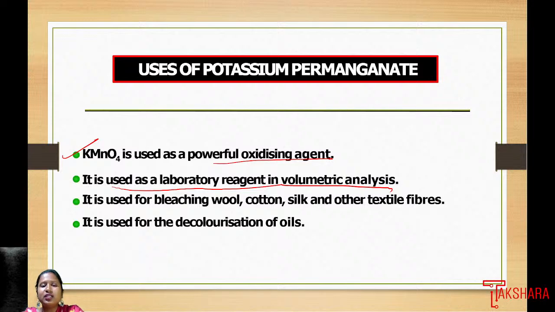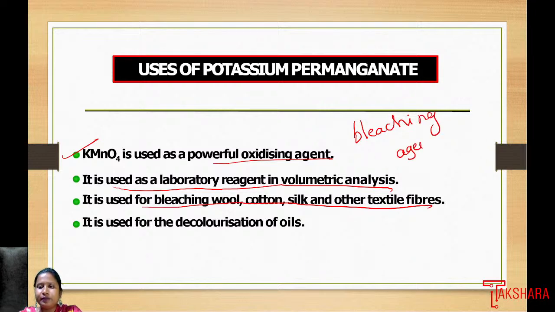And the third use is that it is used for bleaching wool, cotton, silk and other textile fibers. So in the wool industry, cotton industry, silk industry and other textile fiber industries, we are going to use potassium permanganate as a bleaching agent. Okay, bleaching agent, we use it as a cleaning agent, bleaching agent.